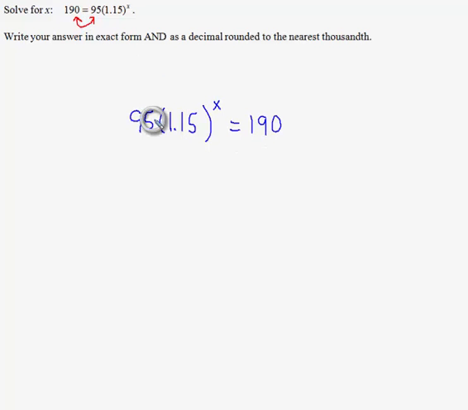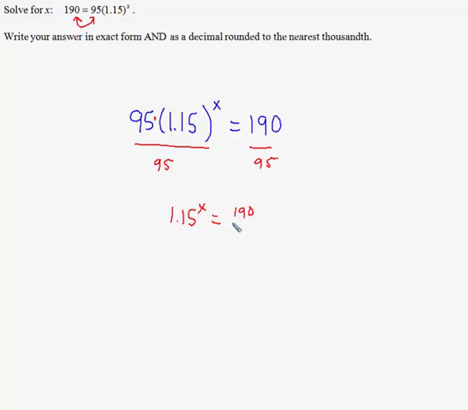Since the 95 is being multiplied, I think the first thing I would do is divide both sides by the 95. It simplifies out to be the number 1 over here. 95 divided by 95 is 1, leaving me with just 1.15 raised to the x. In fact, there's no need for parentheses anymore. The reason for the parentheses here was to indicate the multiplication and to indicate that the 95 wasn't part of the base for the x. Now that the 95 is gone, I do not need the parentheses.